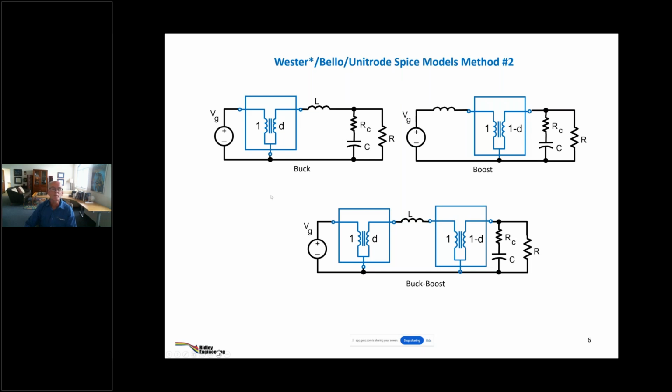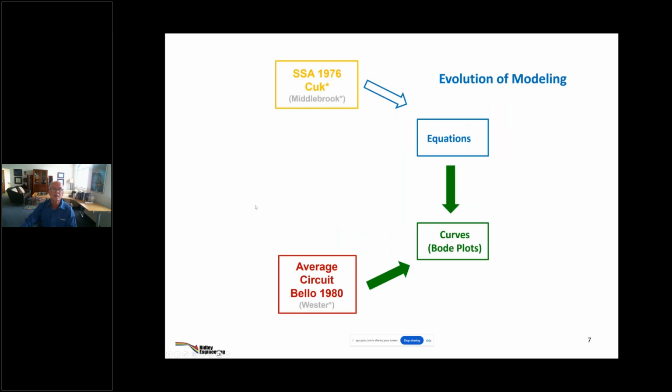All right, so Chuck had his method going through equations and curves. That became the favorite, of course, of the universities. Everybody I know at Virginia Tech, when I went there, we went through state space averaging to get the equations, which were mandatory. And then we went to the curves. We kind of ignored Bello. It's like, okay, that's for people that don't understand what's going on. But it really was the more practical approach.